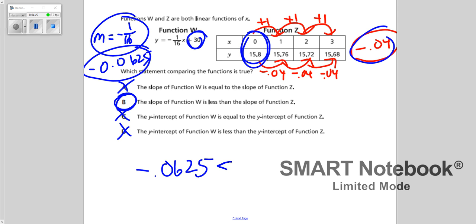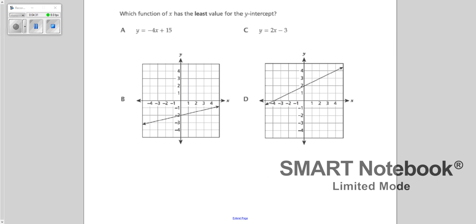-0.0625 is less than -0.04. Which one has the least value for the y-intercept? Well, for A, it's 15. For C, it's -3. For B, it's -2, and for D, it's 2. So -3 is the least.